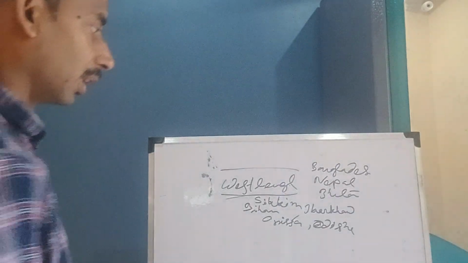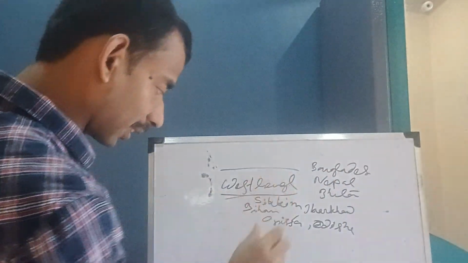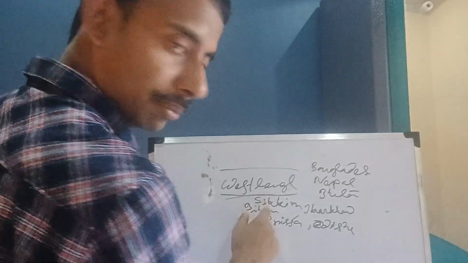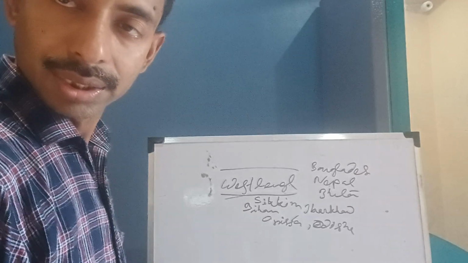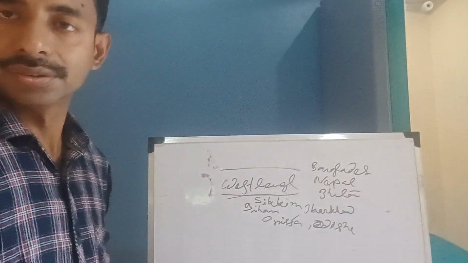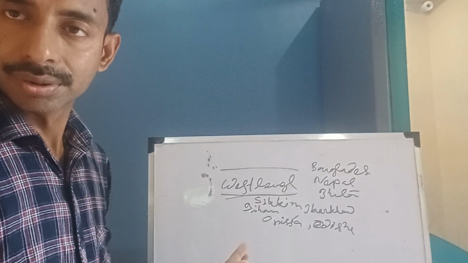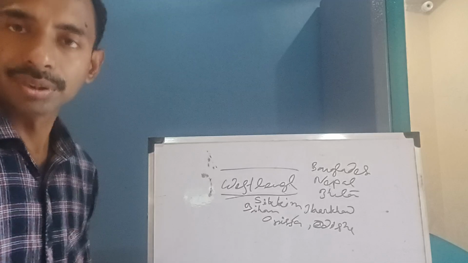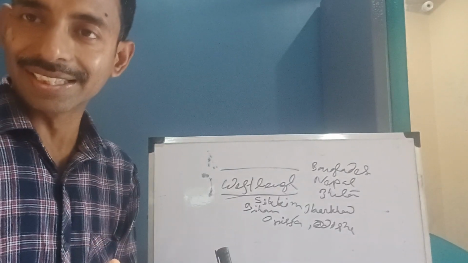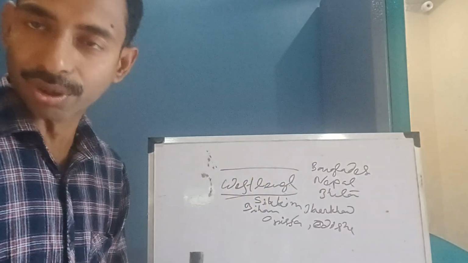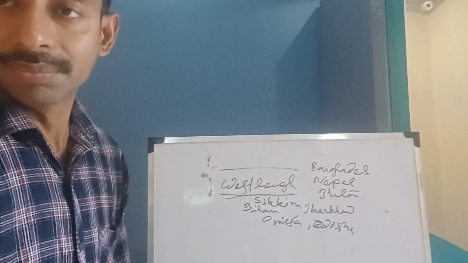So, international border: Bangladesh, Nepal, Bhutan. And state level border: Sikkim, Jharkhand, Bihar, Odisha. So, all are state level borders. Now, the district you belong to also shares border. That district may share international borders, state borders, or it can share border with another district of the same state.